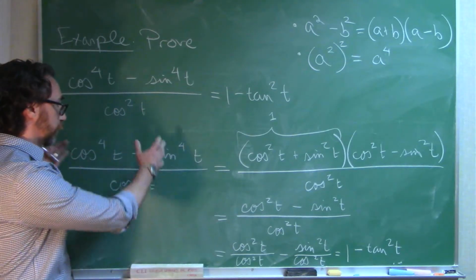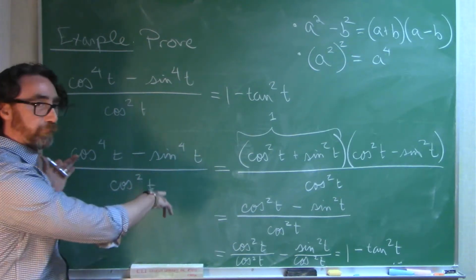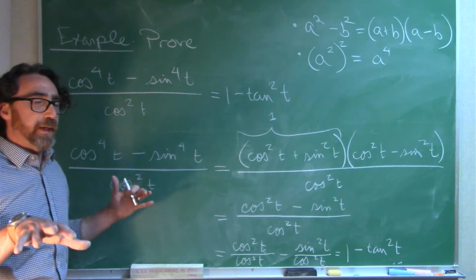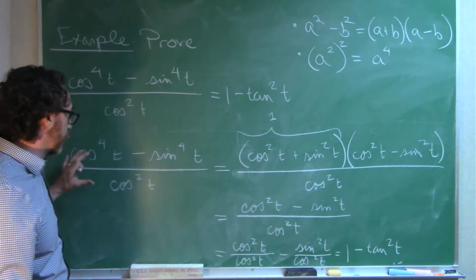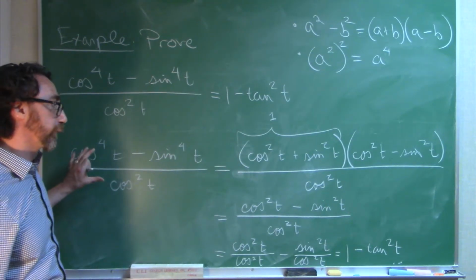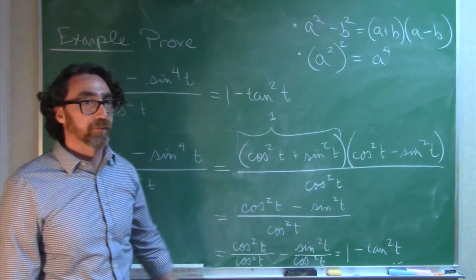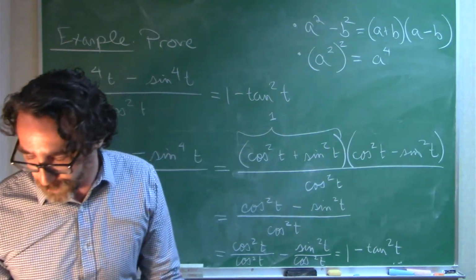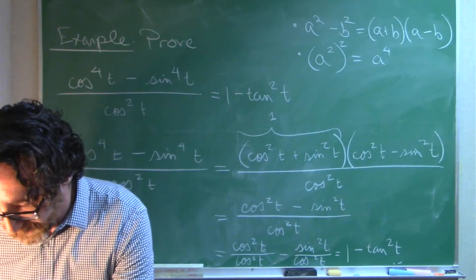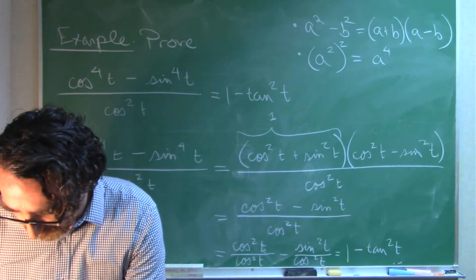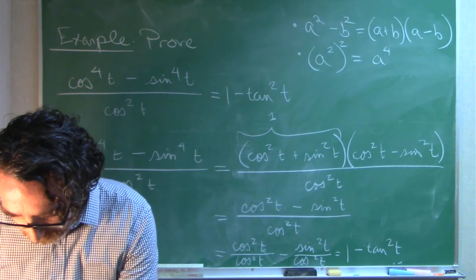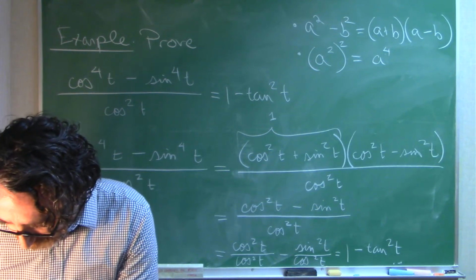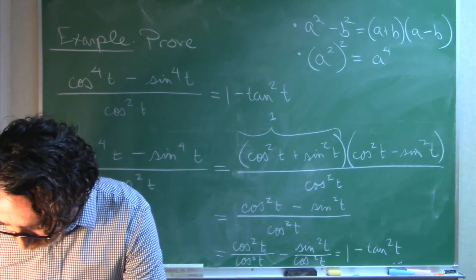So start with the more complicated side. If it's not already done, write everything in terms of sine and cosine. Here we didn't need to do that step. And now we're doing some factoring. Whenever you see that difference of squares, pull in that difference of squares factoring. I bet good things will happen if you do. Okay, let me try one or two more examples.